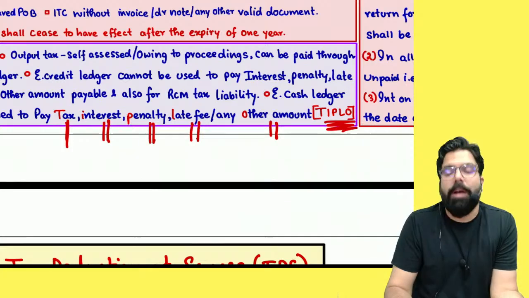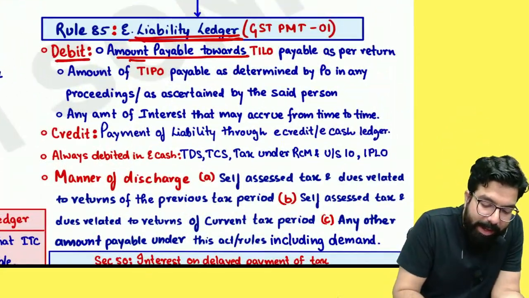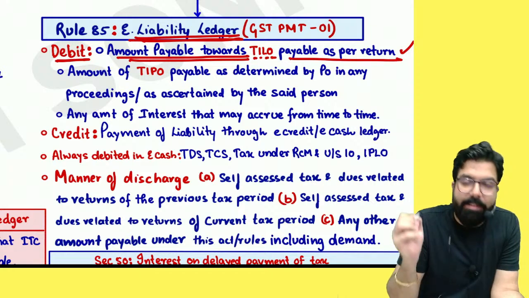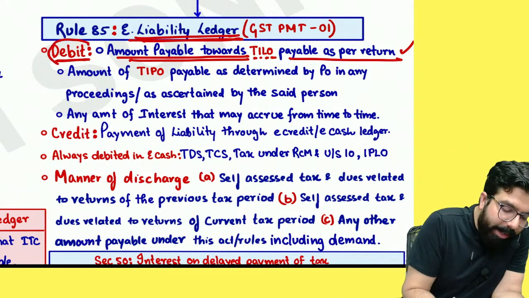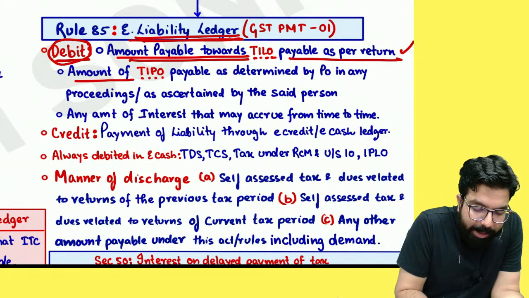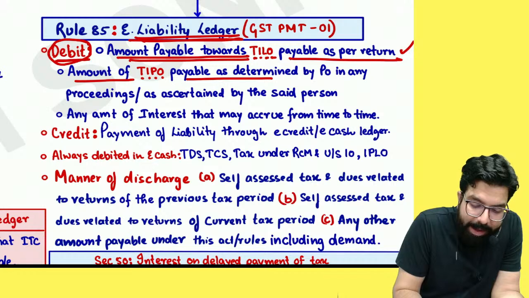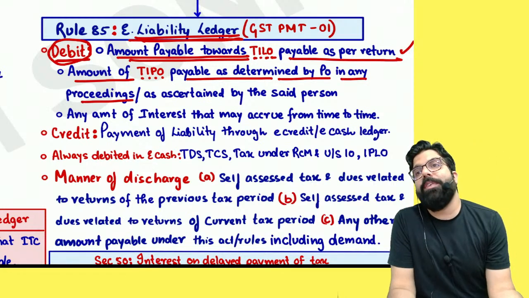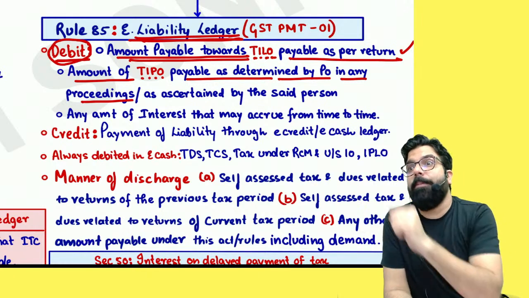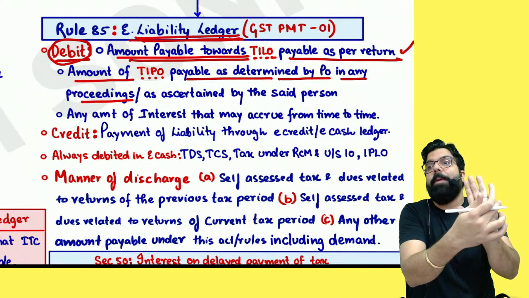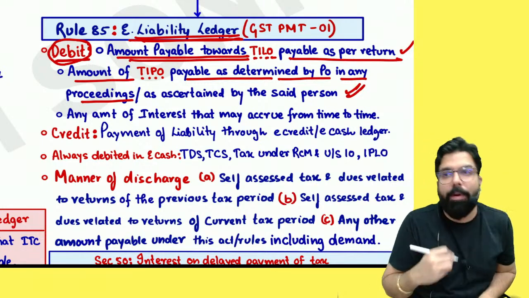Okay, everyone? So here they are telling that if you have any amount payable toward tax, interest, late fee, or any other amount as per your return, which return? GSTR 3B, that will be debited in the e-liability ledger. Also, any amount of tax, interest, penalty, or any other amount payable as determined by the proper officer in any proceeding. Maybe the officer found out that you have not paid some taxes, and gave you a demand order, one love letter saying this much is the amount to be paid by you. That amount will also come and sit over here.